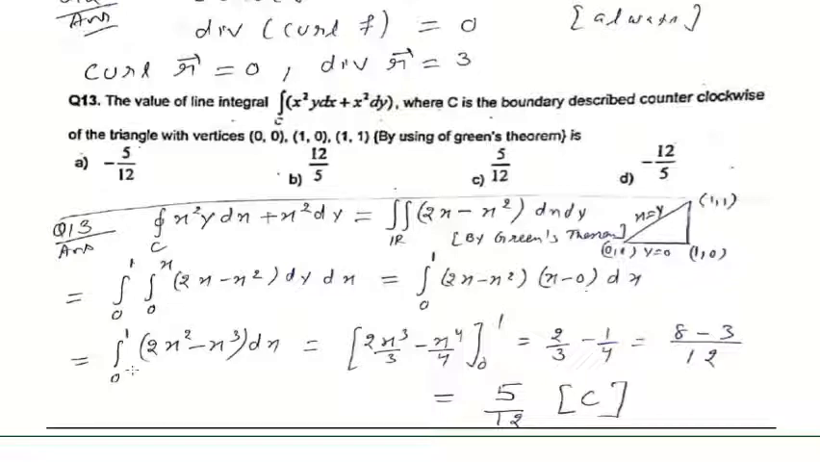Multiply this inside. Again integrate this. Integration of x square is x cube by 3, and x 4 by 4 is the integration of x cube within the limit of 1 to 0. Substitute the 1 here. It is 2 by 3 minus 1 by 3. The answer is 5 by 12. 5 by 12 is the correct option.